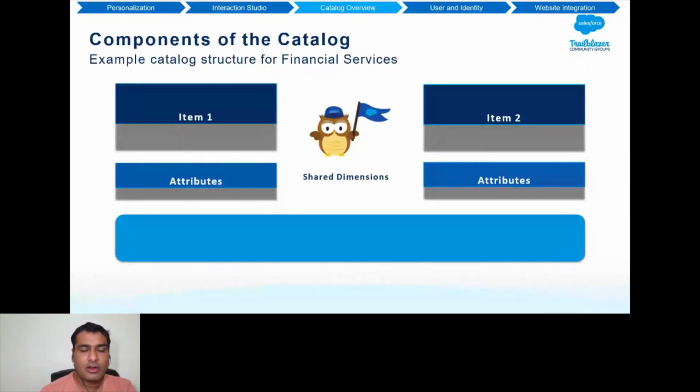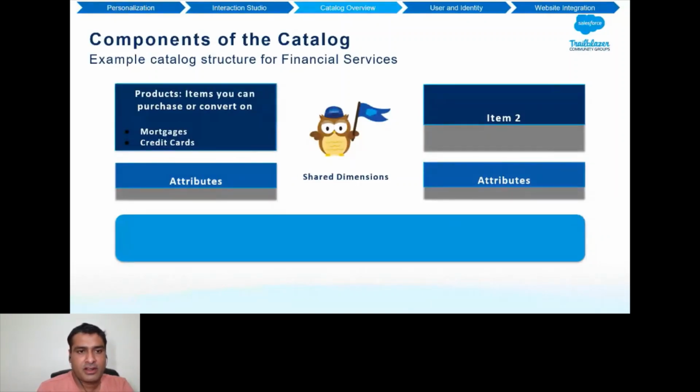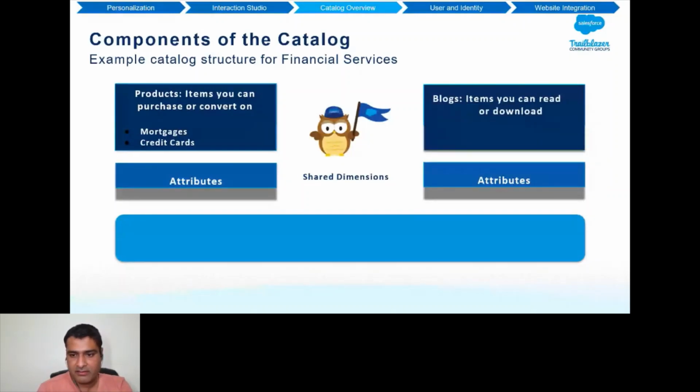And there are three item types available out of the box in Interaction Studio. Those are products, blogs, and articles. And these item types differ according to your use case. Like if you talk about financial services or e-commerce, your product is one of the most important item types for you. But if you talk about demand generation, products may not be that important an item type for you. So in our example for financial services, products is one of the important item types. The second one could be blogs, which you are reading, right?